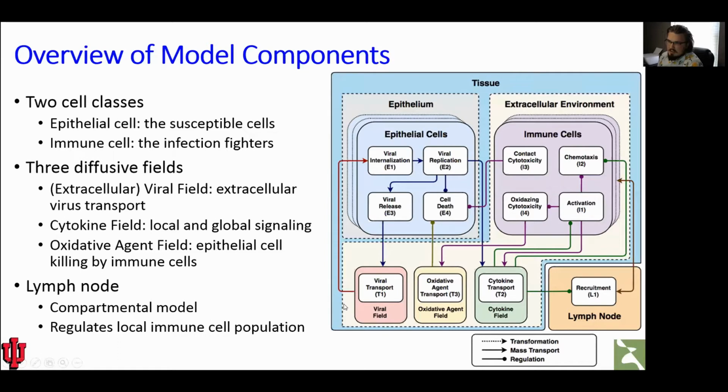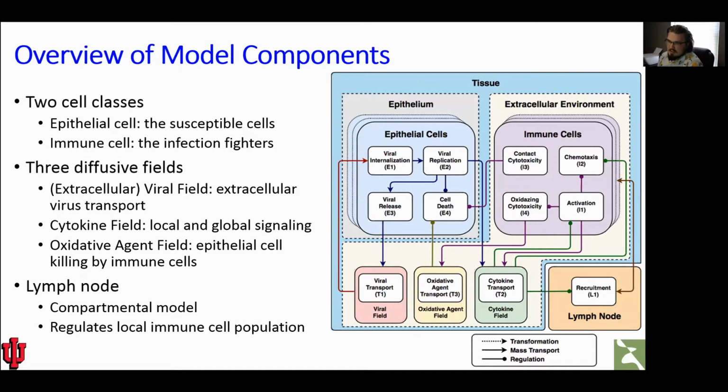I'm using a compartmental model of the lymph node. Now, immune cell signaling occurs by secretion of a cytokine diffusive field by infected cells. That infected cell signaling of this cytokine field is then mapped onto the recruitment of immune cells, which over time, with some delay, get brought into the local site of infection.